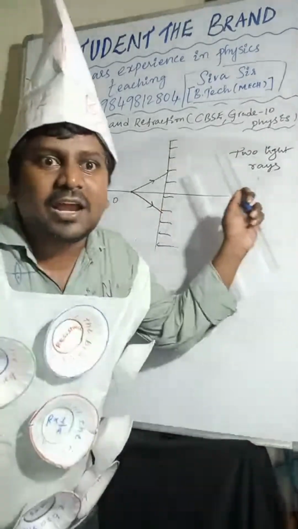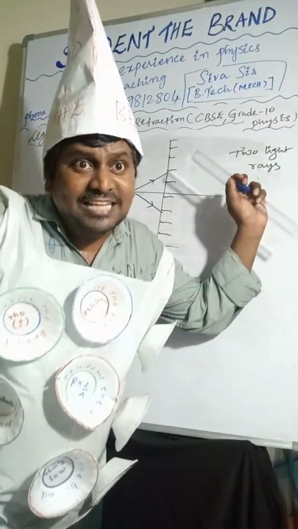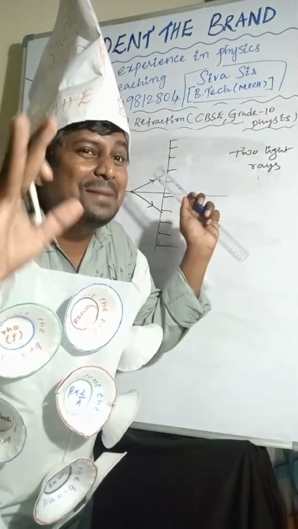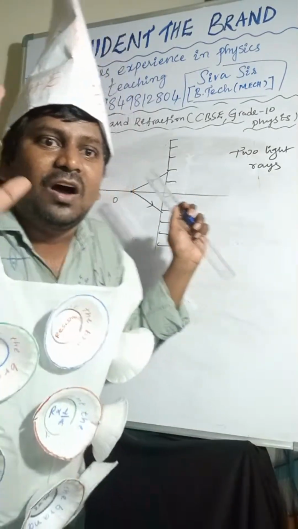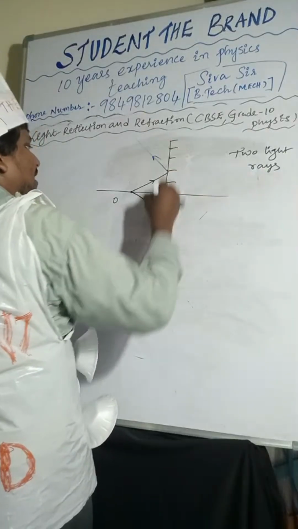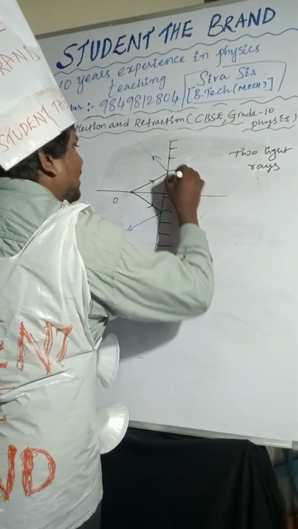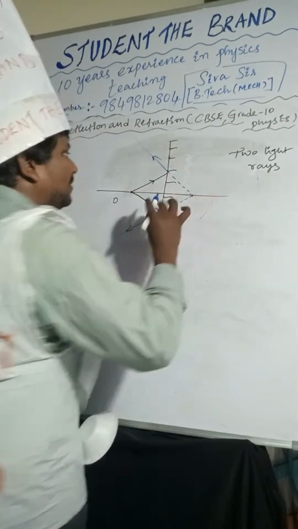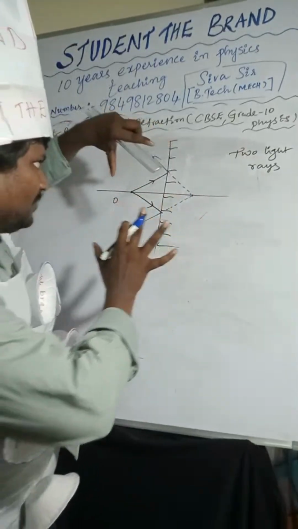How many light rays are required to form the image of the object? Minimum 2 light rays are required. Now you are seeing here, one light ray I am taking, it will be reflected back. Another light ray I am taking, this is also reflected back. If you extend those light rays, they will meet at one point. So the image will form here.